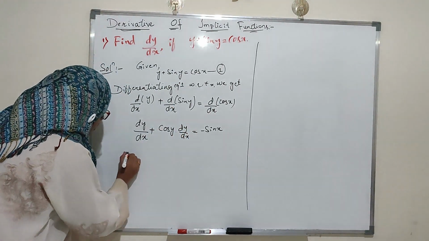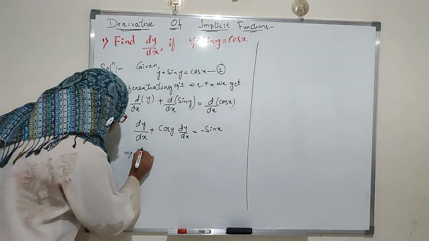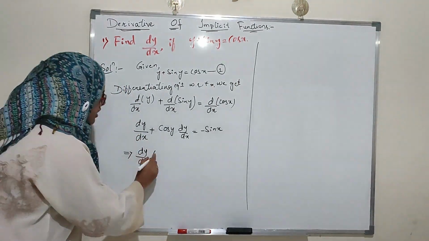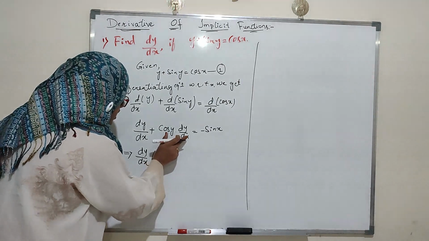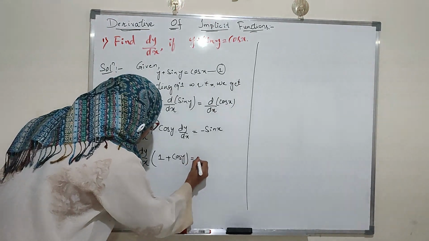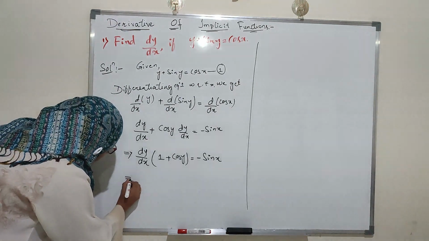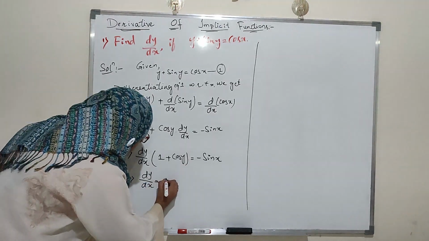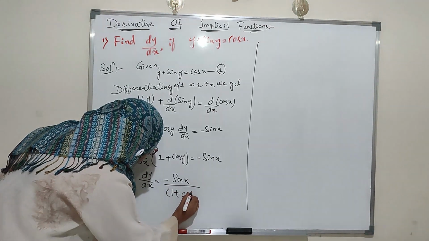Okay. Now this implies that in these two terms we have dy by dx common. We can take dy by dx common. What is remaining? Here 1 is remaining, plus in this term cos y is remaining. So dy by dx times (1 plus cos y) is equal to minus sin x. Okay. Now we have to find dy by dx. This implies dy by dx equals minus sin x divided by 1 plus cos y.